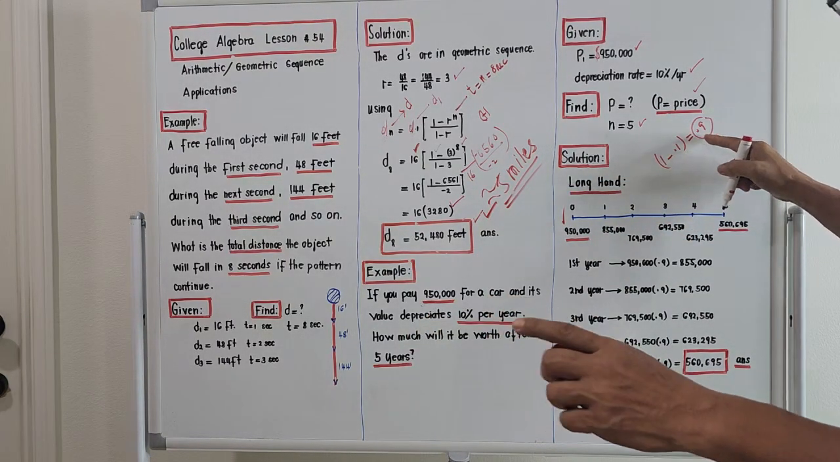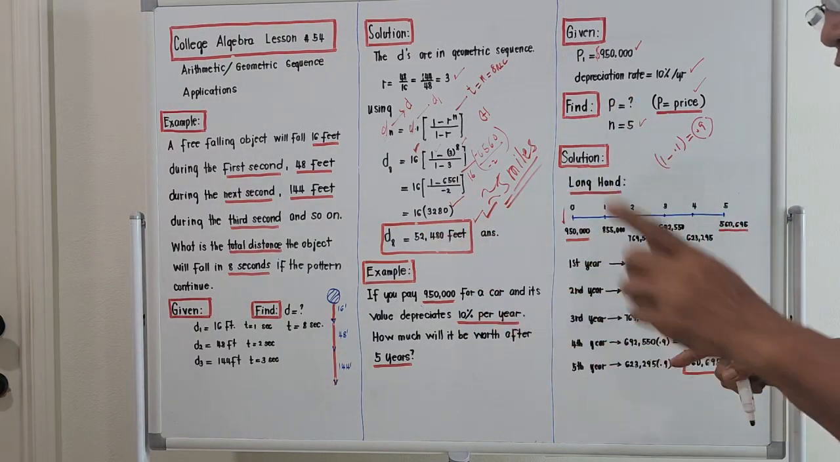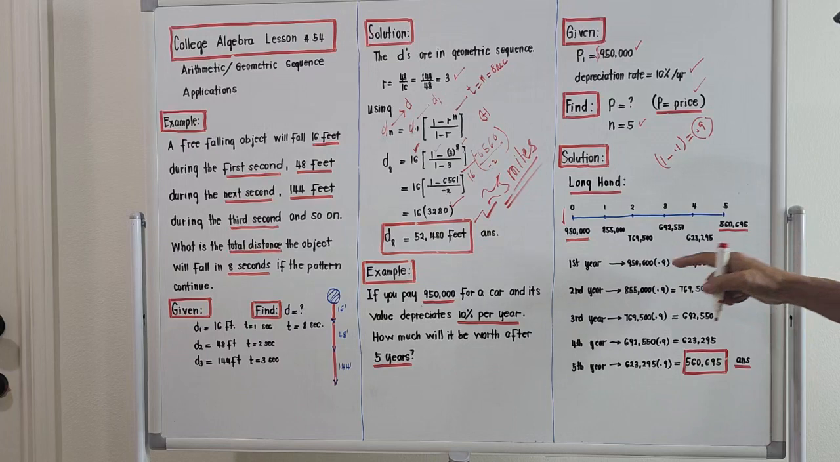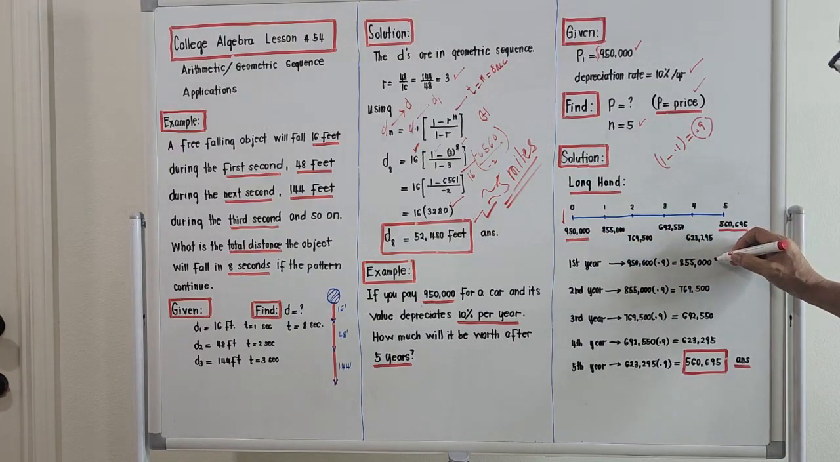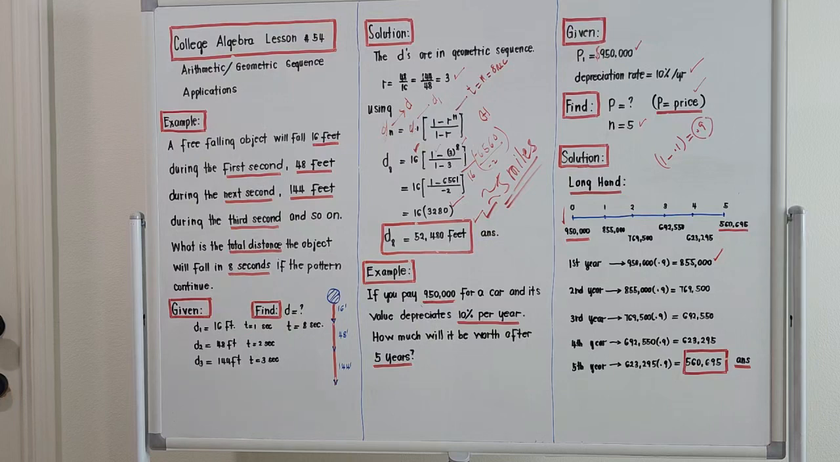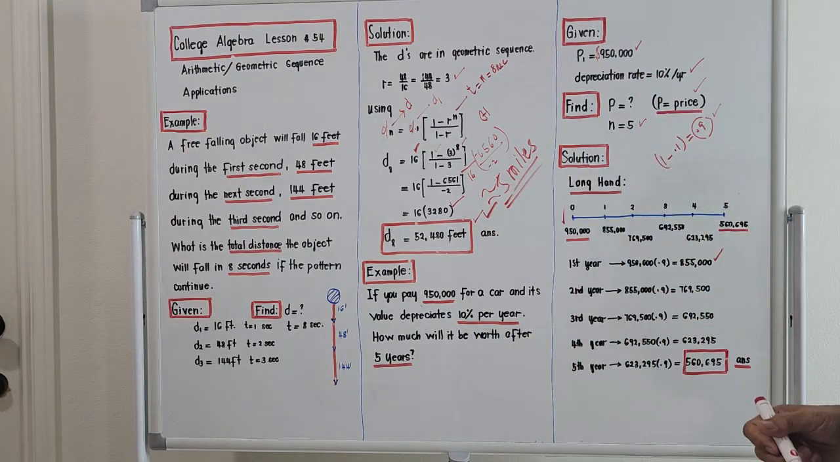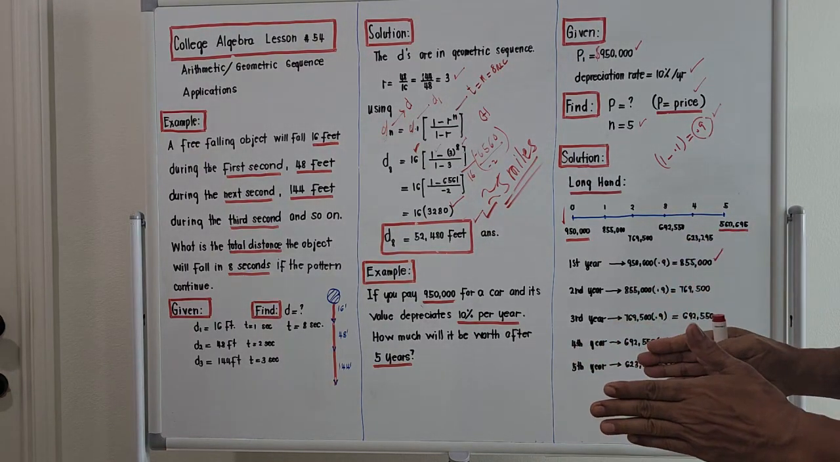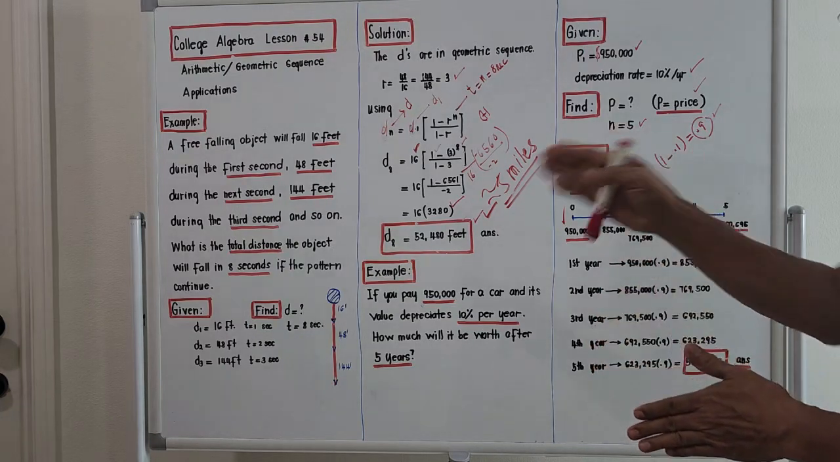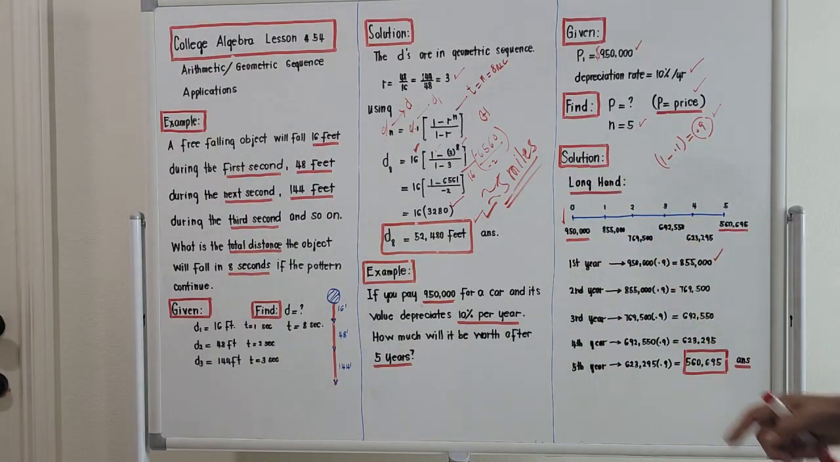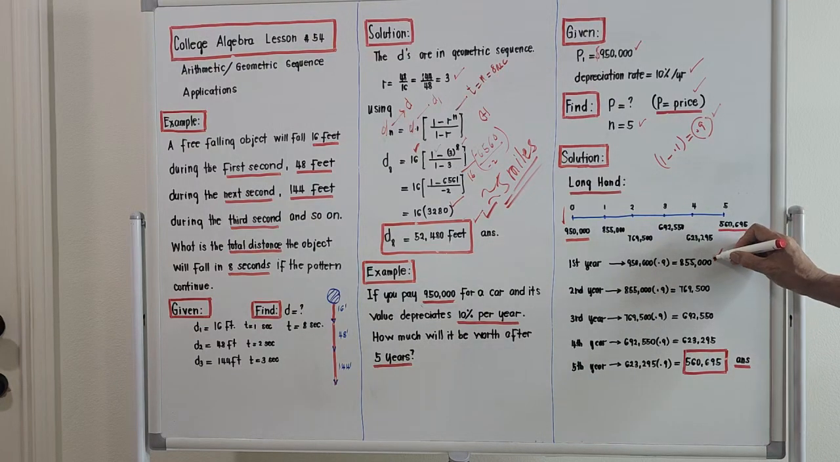So if we try to compute the value on the second year, okay, that 950,000 now becomes 855,000. That's the meaning of the so-called 10% per year depreciation. It is 1 minus 0.1, that will be 0.9. So we will multiply the original price by 0.9. So what remains for the value on the second year will be 90% of the original. So 90% of 950,000 is 855,000.